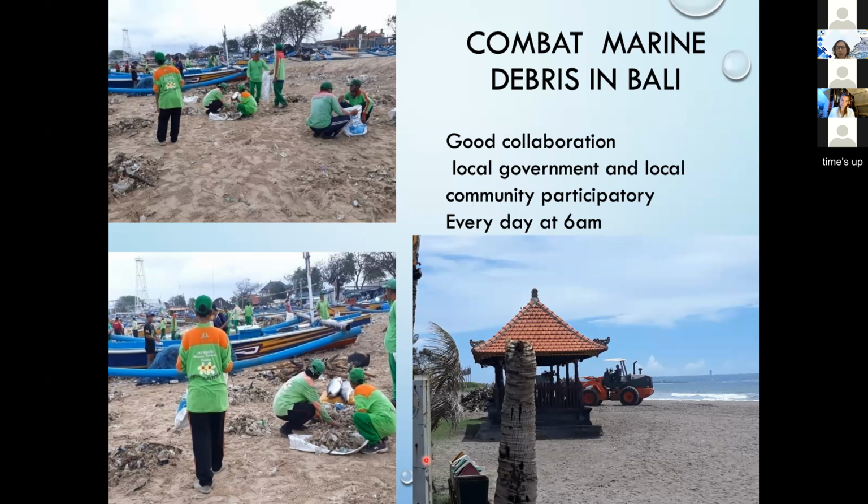And there's good collaboration between the local government and local community participation, because every day they collect the debris, because tourism is very important in this area.